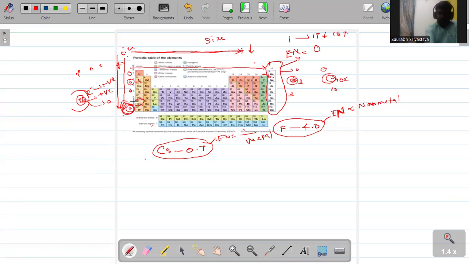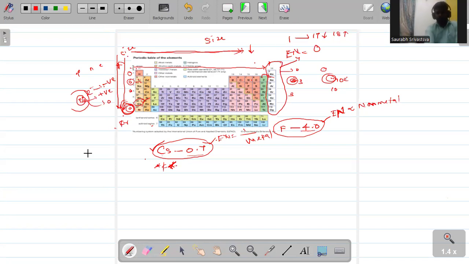And one more case: why did we select cesium? Why not francium? Francium's lifetime is very short; within a fraction of a second it is going to decompose. So that's the reason I said cesium. Fluorine is the highest electronegative at 4.0 and cesium is the lowest electronegative at 0.7.